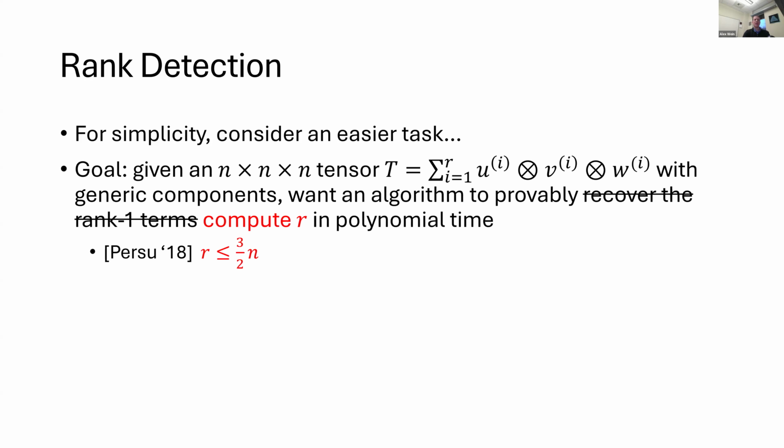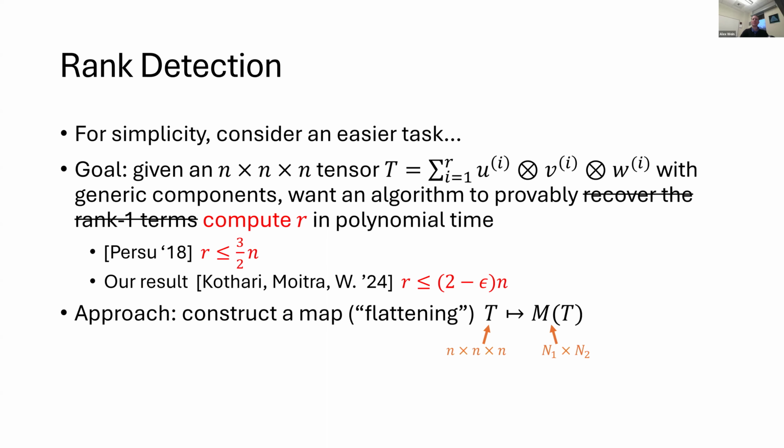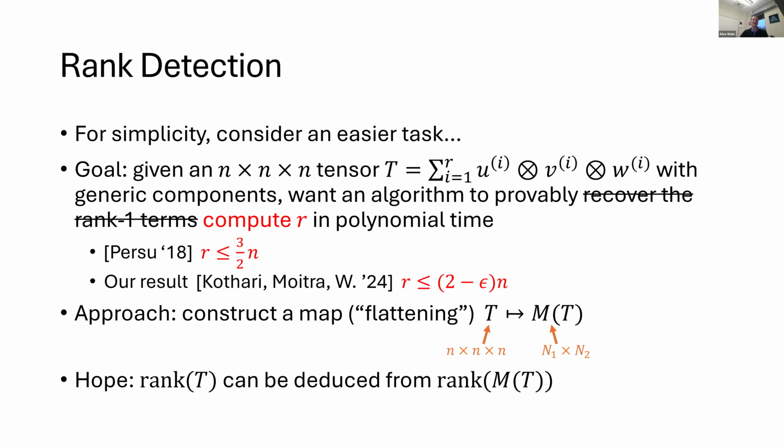So some previous work did manage to reach the overcomplete case here. The PhD thesis of Madalena Pursue gets to 3/2 times n, and then we'll improve this to basically 2 times n. The main idea, the approach here, is going to be constructing what we call a flattening. That's going to be a map that takes in a tensor and outputs a matrix. And the hope is that the rank of the tensor is directly related to the rank of this matrix somehow.